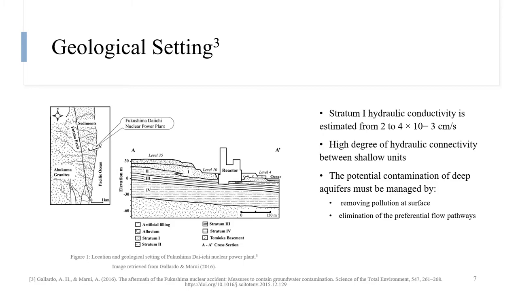And so even when most of the radionuclide concentrations in groundwater were measured near the surface, anomalous levels of tritium were detected up to 30 meters below the base of the reactors. This suggests a high degree of hydraulic connectivity between shallow units.